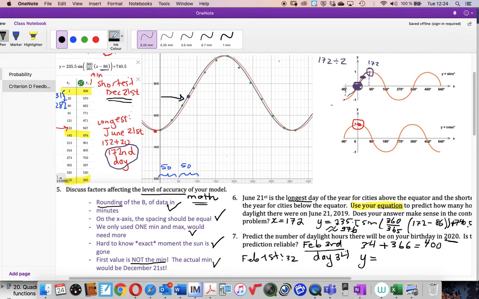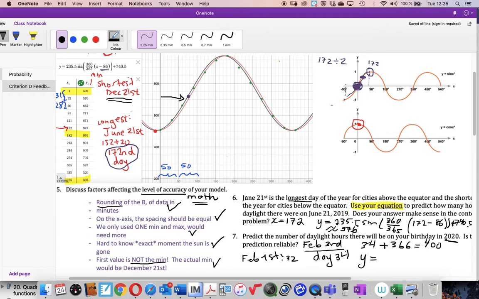Because some of you got a value here that was even smaller than July 1st, and you still said that that makes sense. It doesn't. Okay, this should be your absolute maximum value. And again, that is because your model should have been shifted over a little bit.